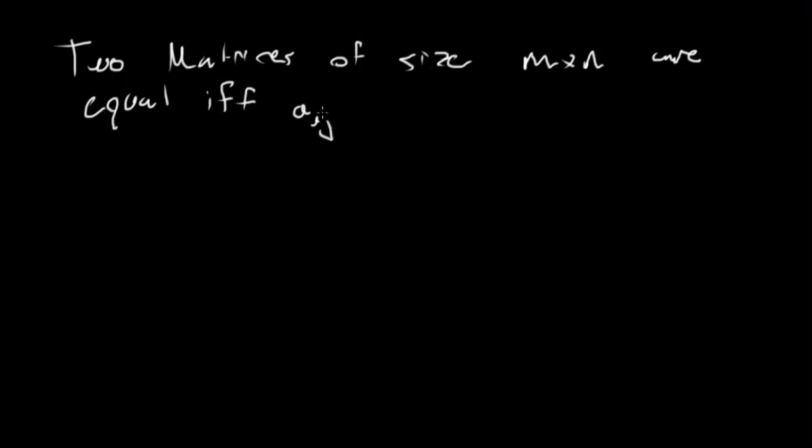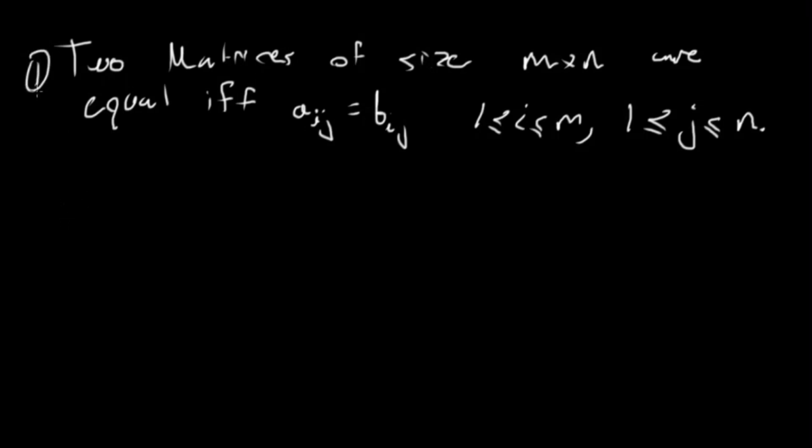A sub ij is equal to B sub ij for all values of i and j. So i is going to be the row, and j is going to be the column. All right, so two matrices are equal if they contain all of the same elements in the same spots. Let's go ahead and call that property number 1.